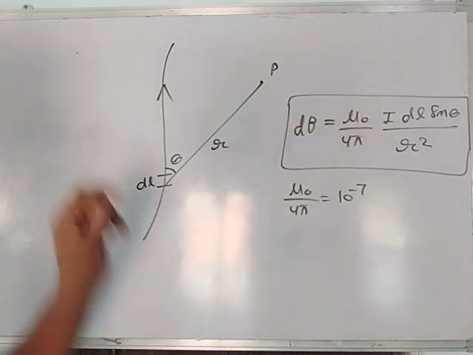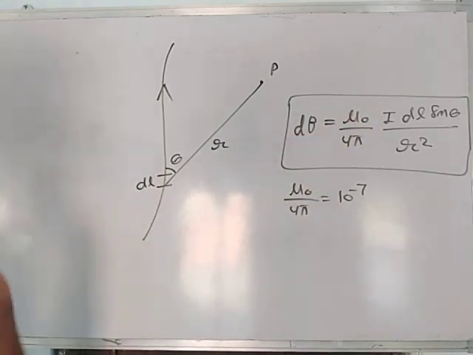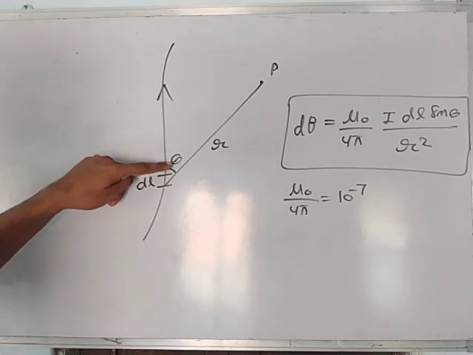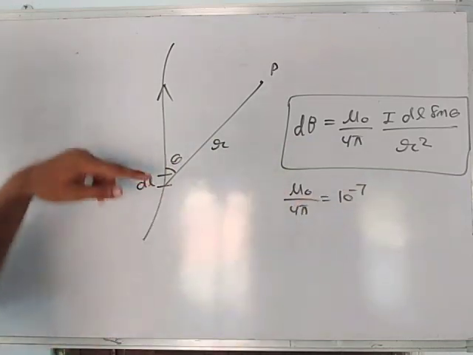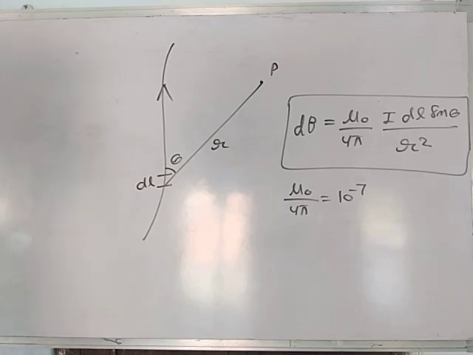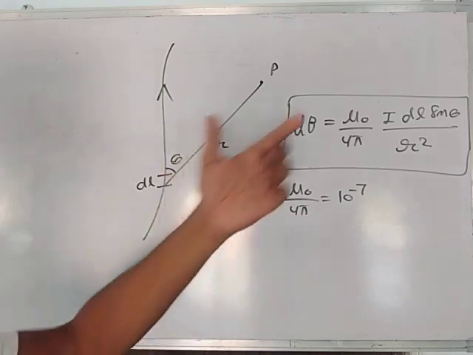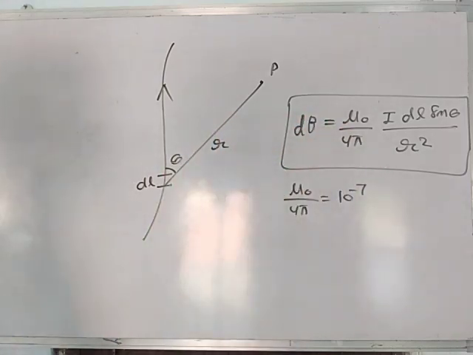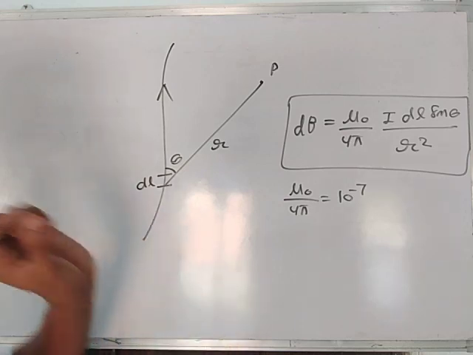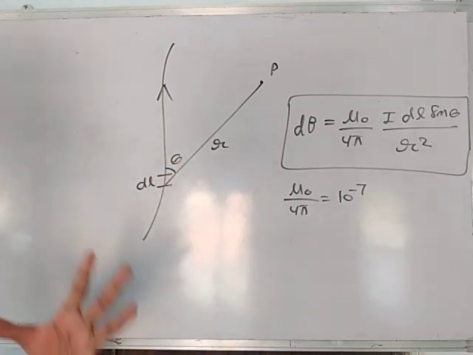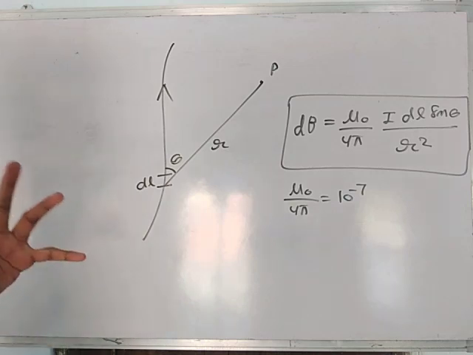I is the current, dl is the length of this small segment, sin theta is the sine of the angle theta, and r is the distance from dl to P. This formula is applicable only for a small segment, only for a small element. But for any large length or considerable length of a conductor, you cannot apply this formula directly. Then, students, we are going to apply this formula for a large element, or you can say for a considerable length.